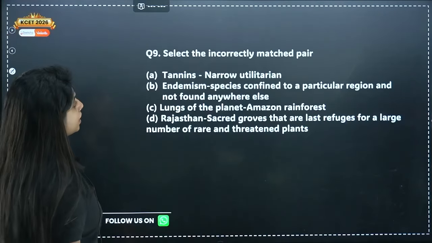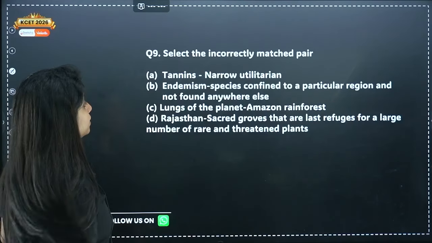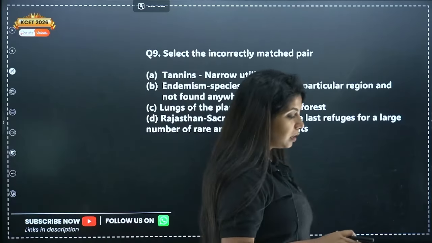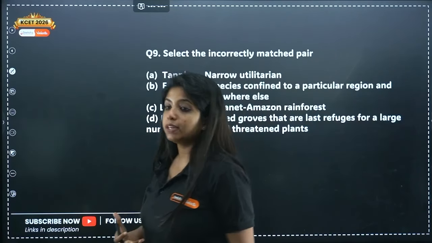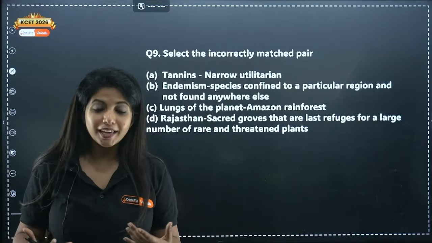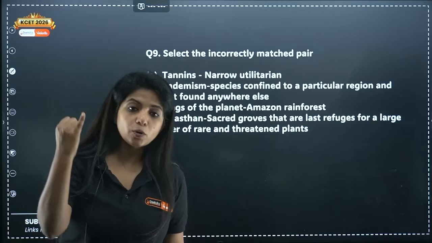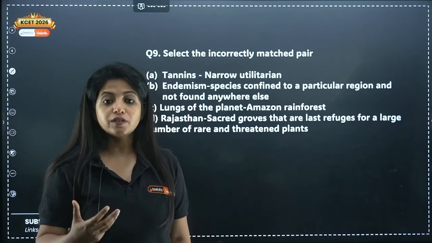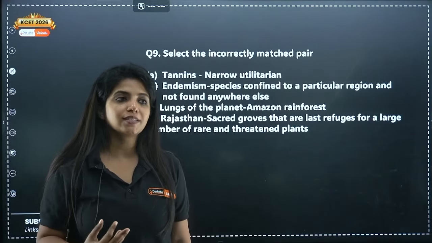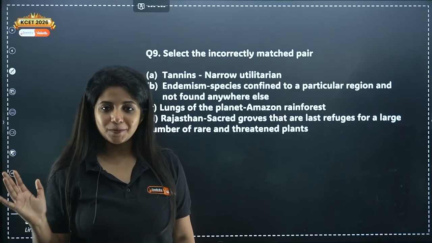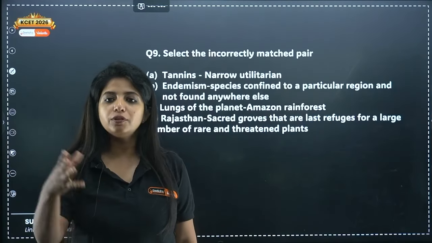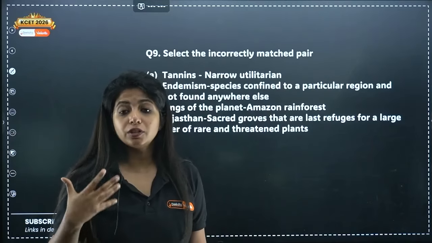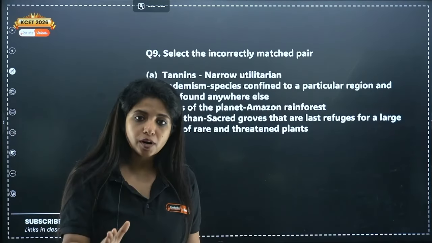Now select the incorrectly matched pair. Tannins, narrowly utilitarian. Endemism. First of all, there are multiple reasons why we should be safeguarding our nature. One is the narrowly utilitarian reason. It says that we should be saving biodiversity because it gives us products, such as tannin, resins, gum, food and everything out there. That is narrowly utilitarian point of view, where you're talking just about the products.